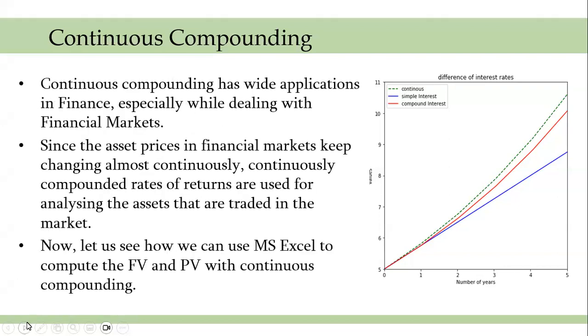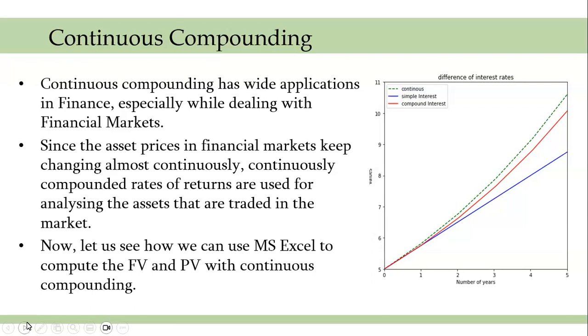The concept of continuous compounding has wide applications in finance, especially while dealing with financial markets. Now, why is that so? Because the prices of assets, especially those which have a secondary market where they are traded, keep changing almost instantaneously. For example, take the price of a share. The share price of a company when trading is going on keeps changing almost every second. So while analyzing such financial markets, we normally use continuously compounded rates of return.